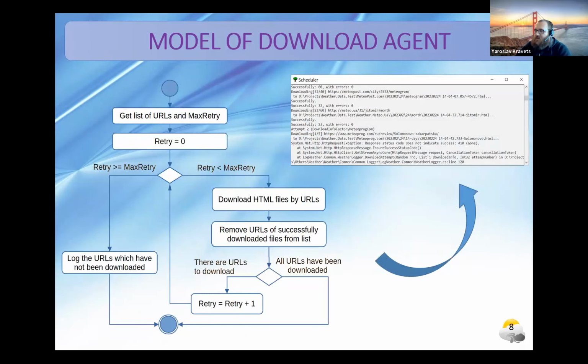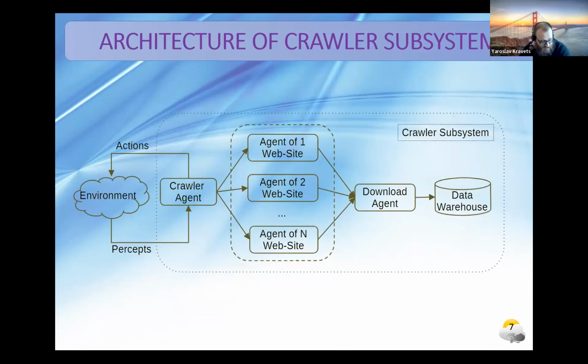For example, we have a crawler, which uses a search system to search for new websites. We also have agents that get data from various websites. For example, MetUI has one agent, Meteo Post another one, and so on, depending on the site found by the crawler. Our crawler finds such new sites.